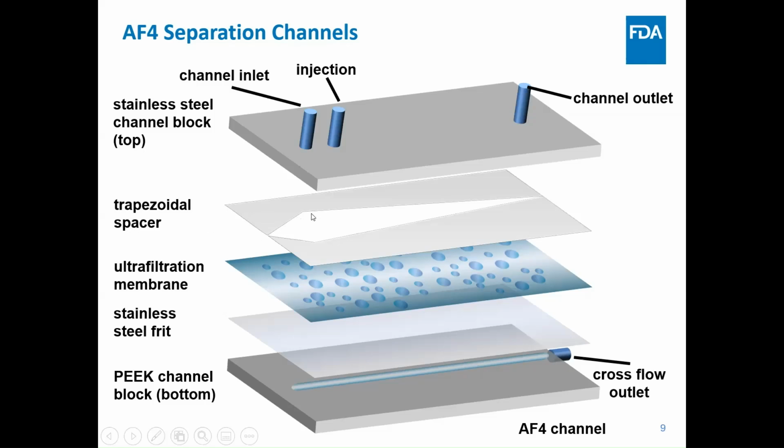In between the membrane and the top block we have what is called the spacer, and as you can see, there's a trapezoidal shaped opening in the center of the spacer. This is actually where the liquid flow goes and where the separation happens. All the separation happens within this very thin layer, only around 300 micron.